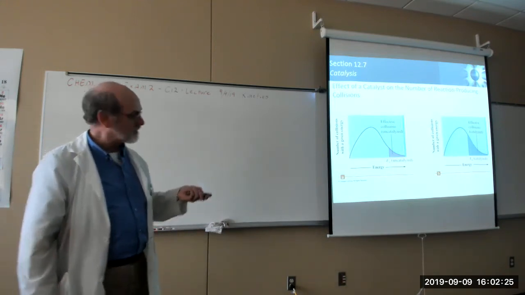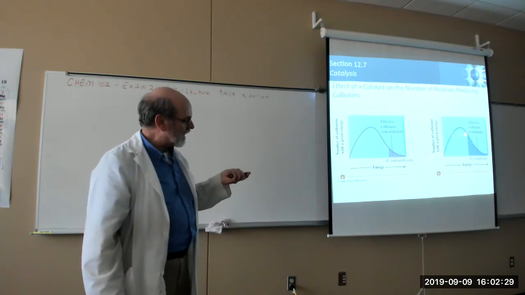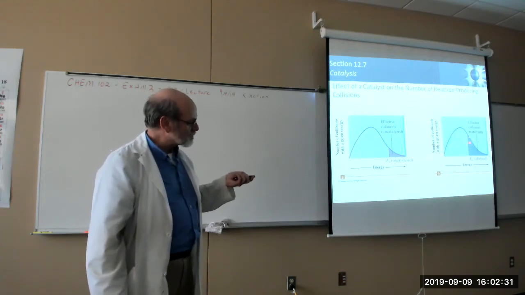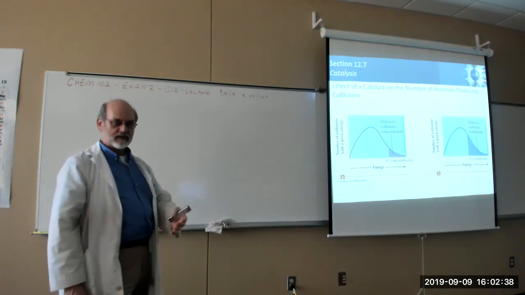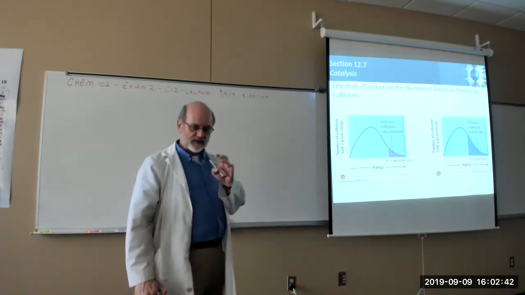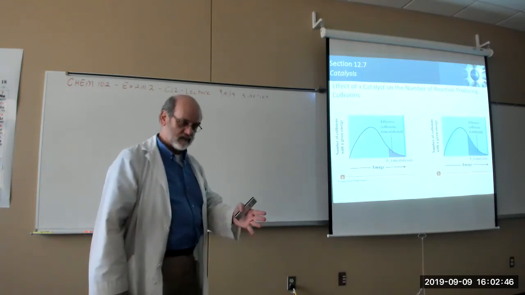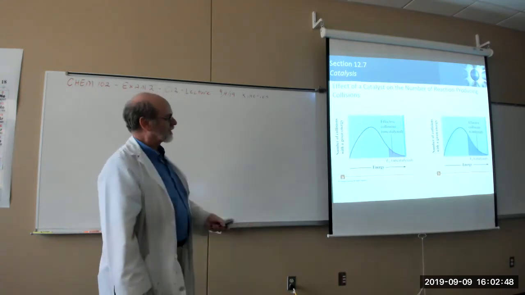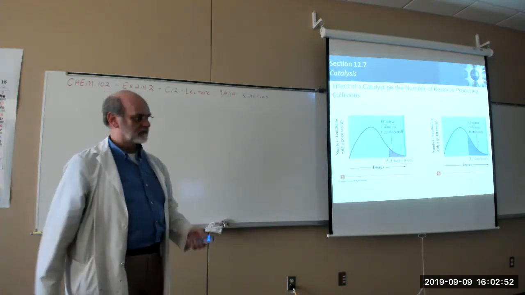Whereas with a catalyst, you take that same distribution at the same temperature, and the catalyst says this much more is available to produce a reaction. So that speeds up the rate. If you have more reactants available with sufficient energy, through a different mechanism, to produce products, then the reaction will increase in speed.